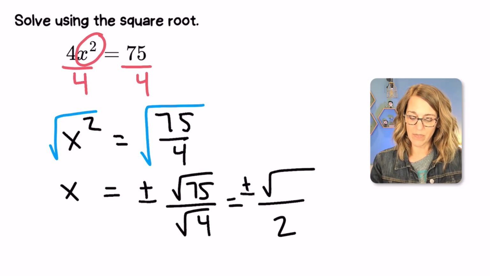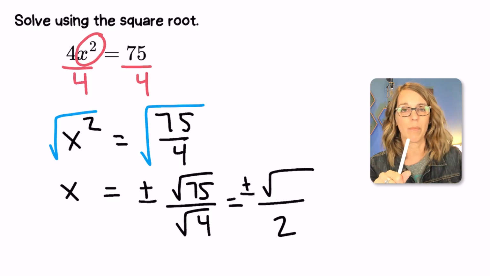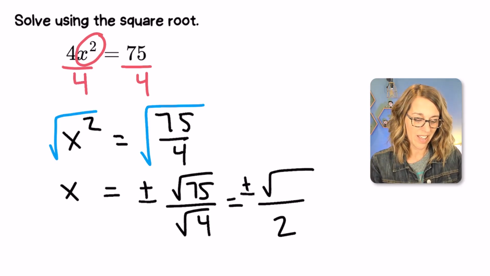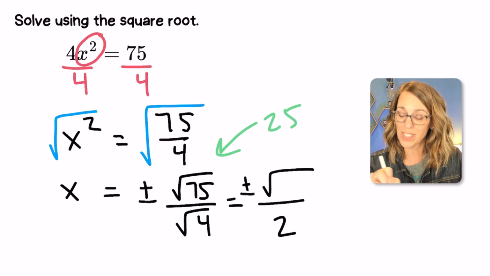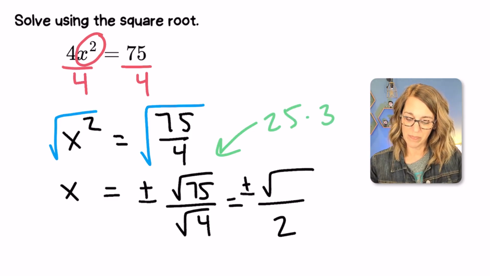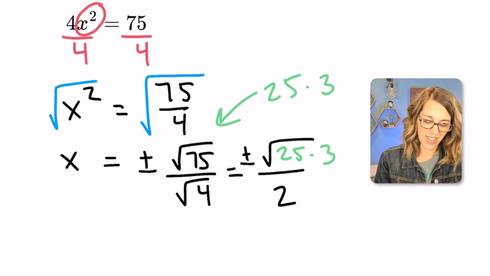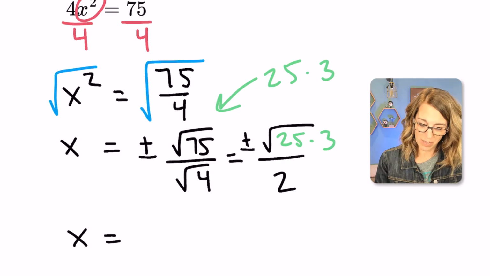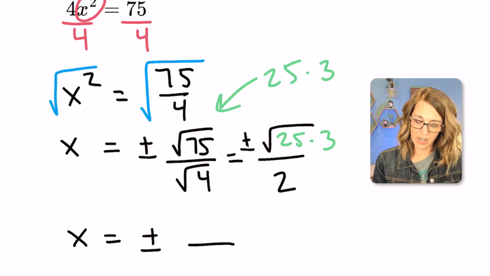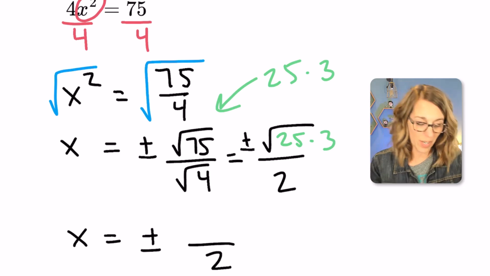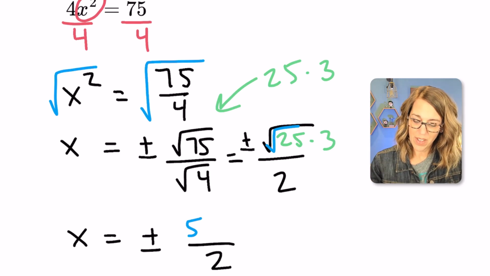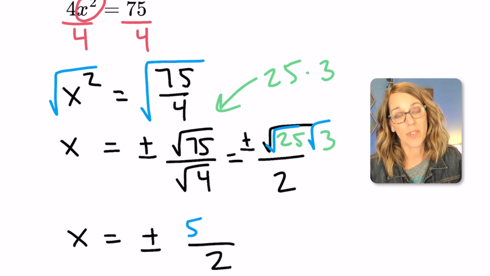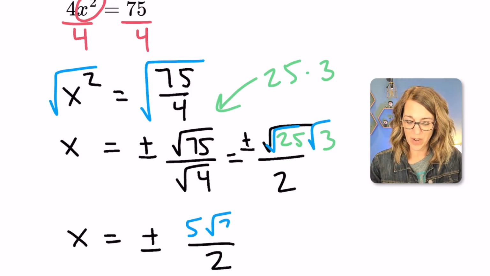But I want to think of that 75 as something times something. I really want a perfect square in there. And that 75, this is a nice one because it happens to be 25, which is a perfect square, times 3. So I'm going to write that as 25 times 3 instead of the 75. So x, these are my solutions. So we've got plus or minus. Our denominator is 2. But I can take those square roots separately. So I can do the square root of 25 first. That's going to be a 5. But there's nothing that I can do to simplify the square root of 3. So I'm going to write that as radical 3.